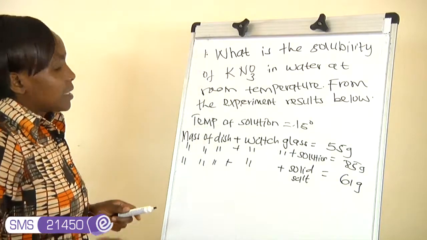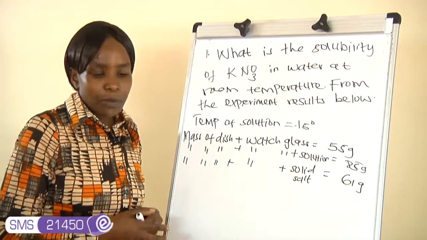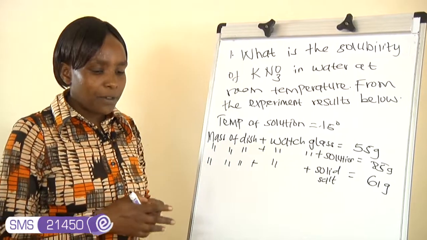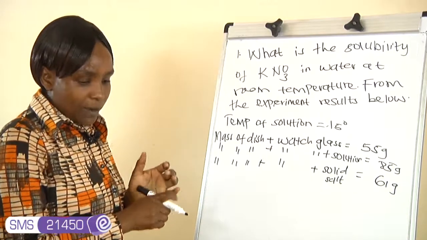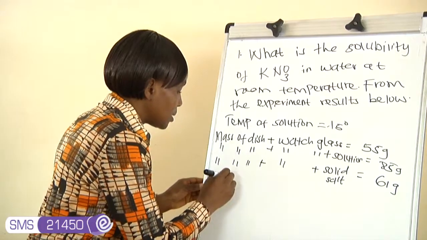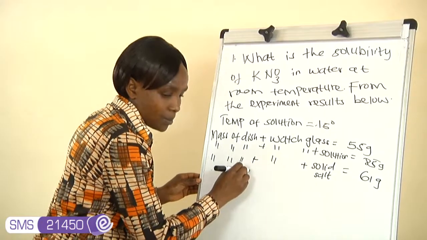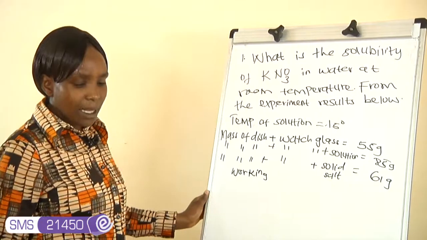So you have been asked: what is the solubility of potassium nitrate in water at room temperature from the experiment below? Once you have that question, we want first of all to look at the working. We can get the mass of the solution.